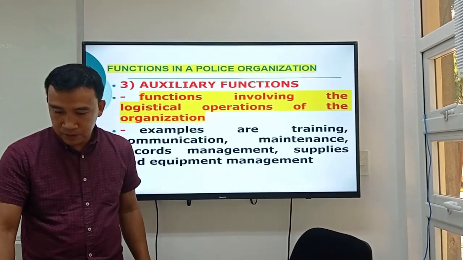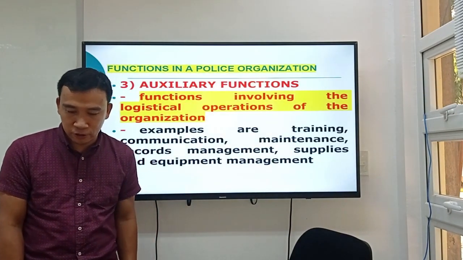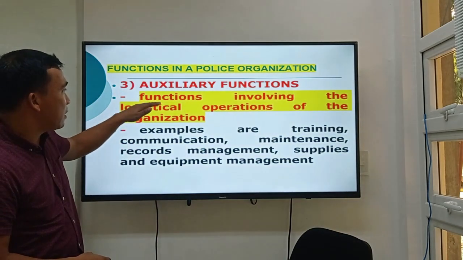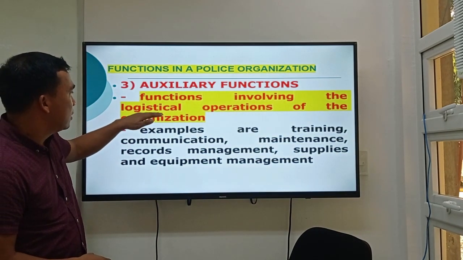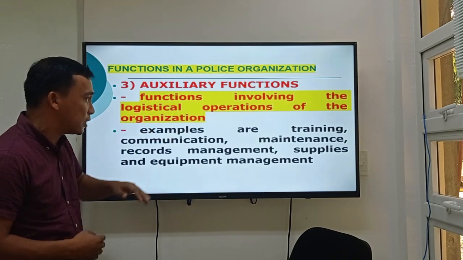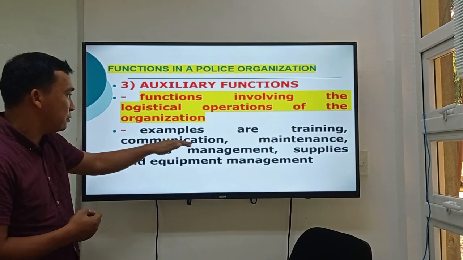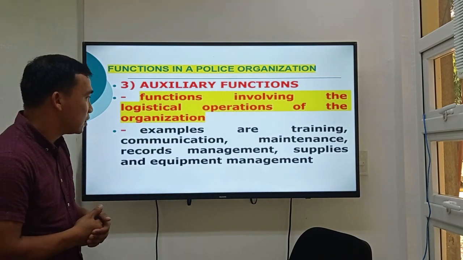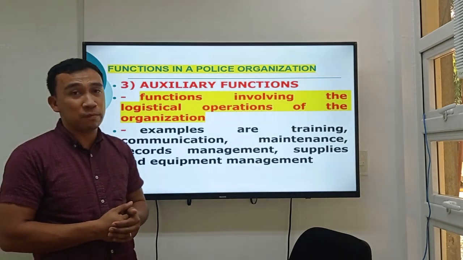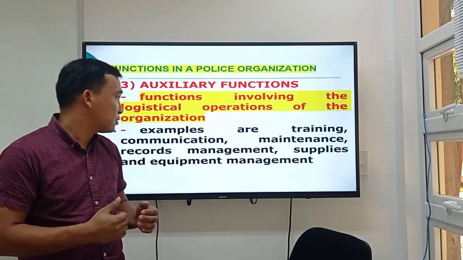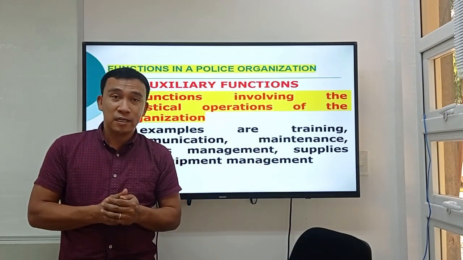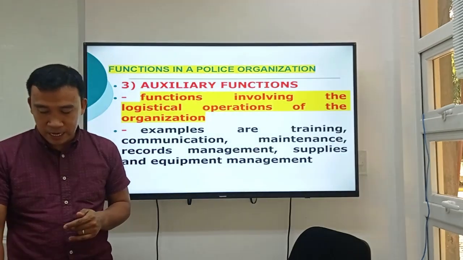Okay? Next, we have the auxiliary function. Auxiliary function means the functions that involving logistical operations of the organization. Example, training, communication, maintenance, record, management, supplies, equipment management. More on support lang ang kanilang ginagawa sa organization. Okay? Next.